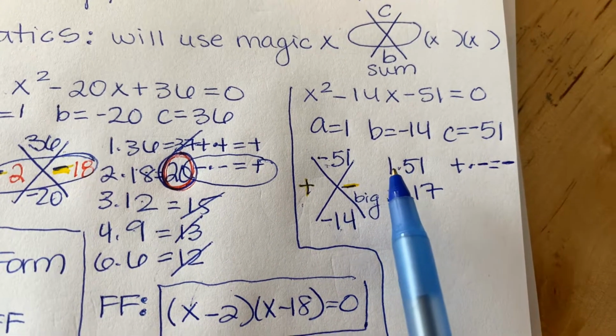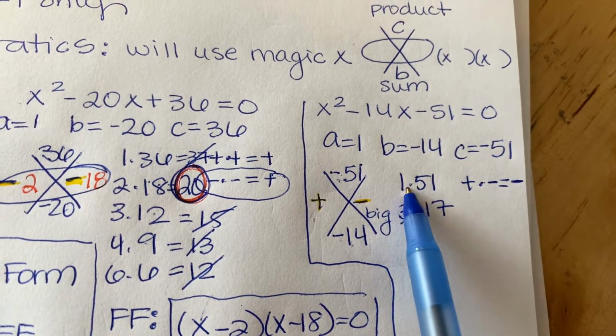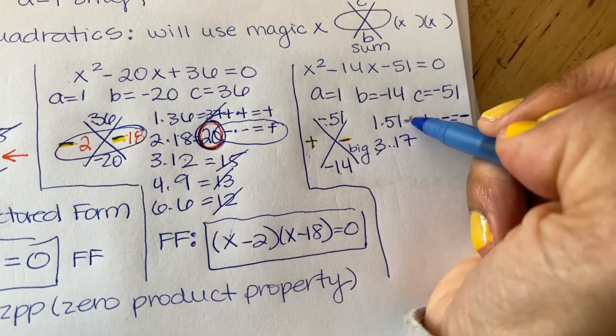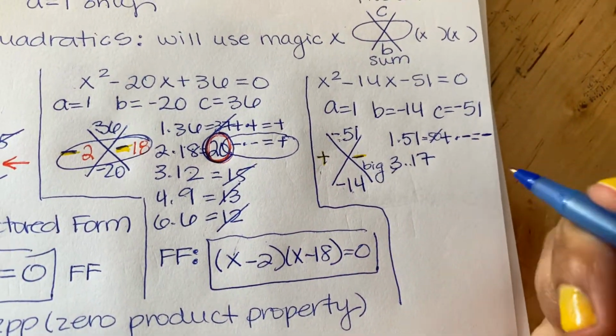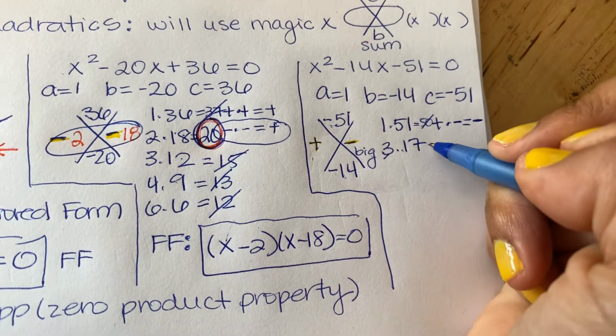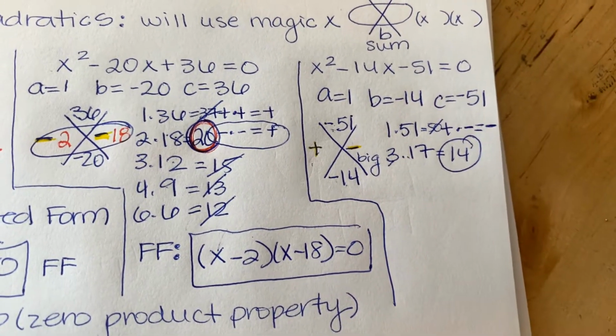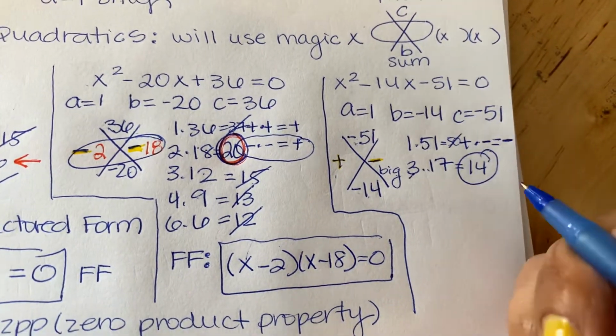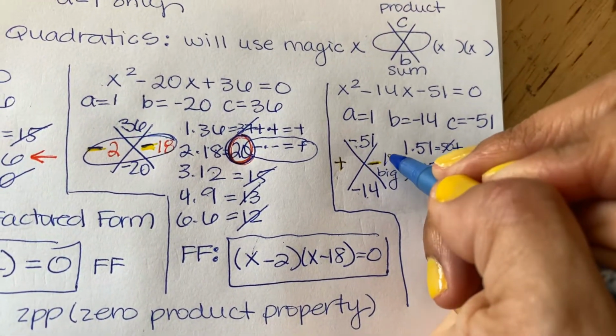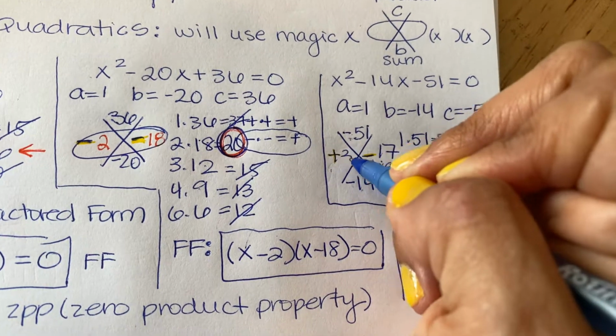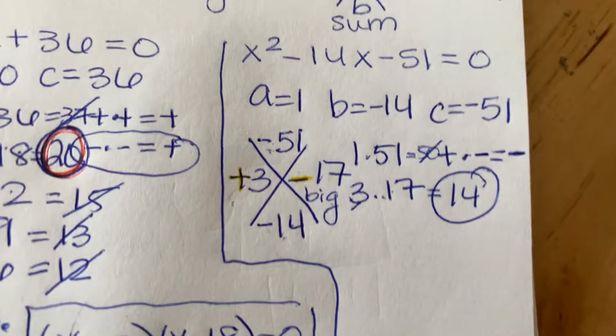Okay, so we're subtracting here. So what's 51 minus 1? That gives me 50. That is not 14. What is 17 take away 3? 14. That is your winner. So 3 and 17, but we said 17 has to be the bigger number. 3 is the smaller one.